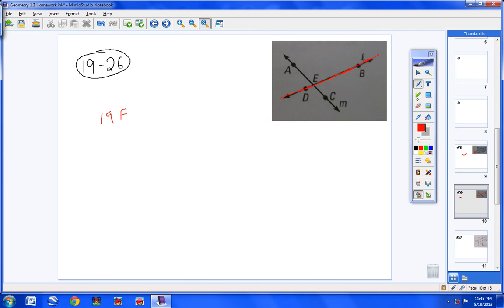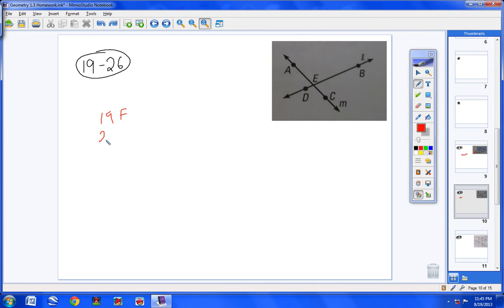All right, number 20. A, B, and C are collinear. Well, here's A, here's B, and here's C. Now, A and C are on the same line, but are all three of A, B, and C collinear? No, not at all. 20 is false.